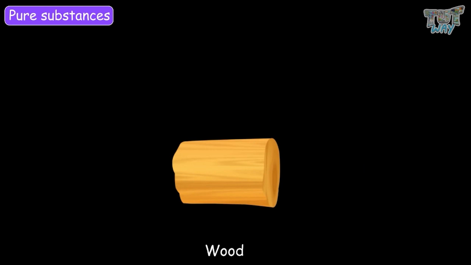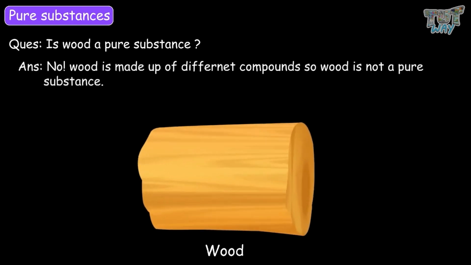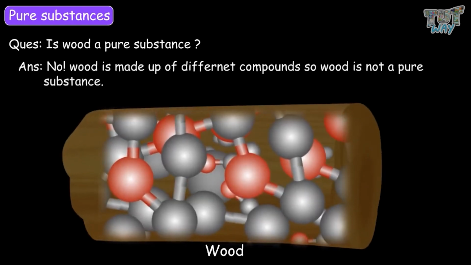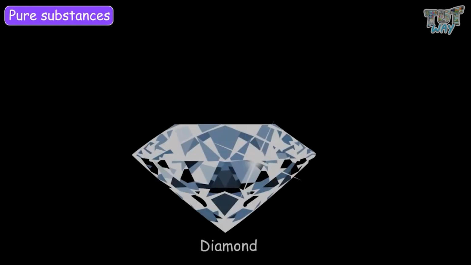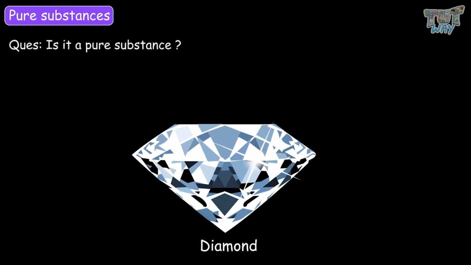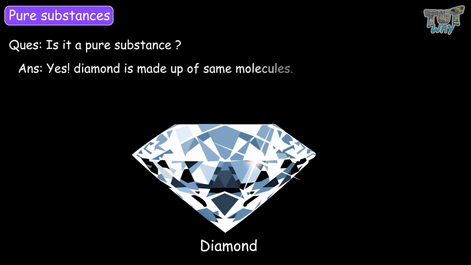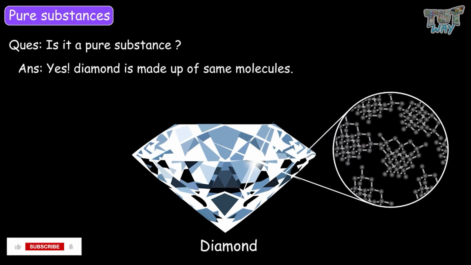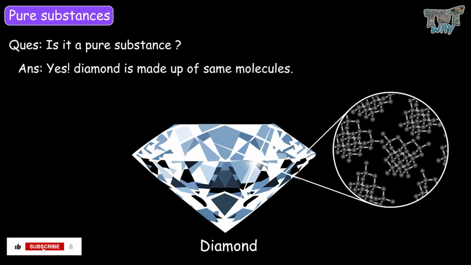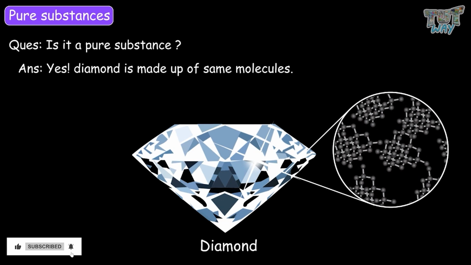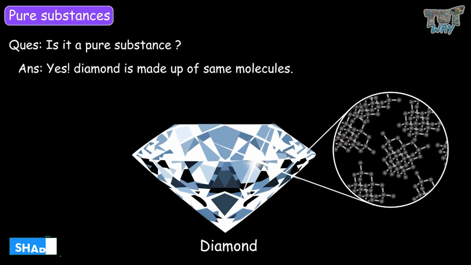Wood. Now, is wood a pure substance? No, wood is made up of different compounds, so wood is not a pure substance. Diamond. Is this a pure substance? Yes, diamond is made up of all the same types of molecules, so diamond is a pure substance. It only has one type of molecule.